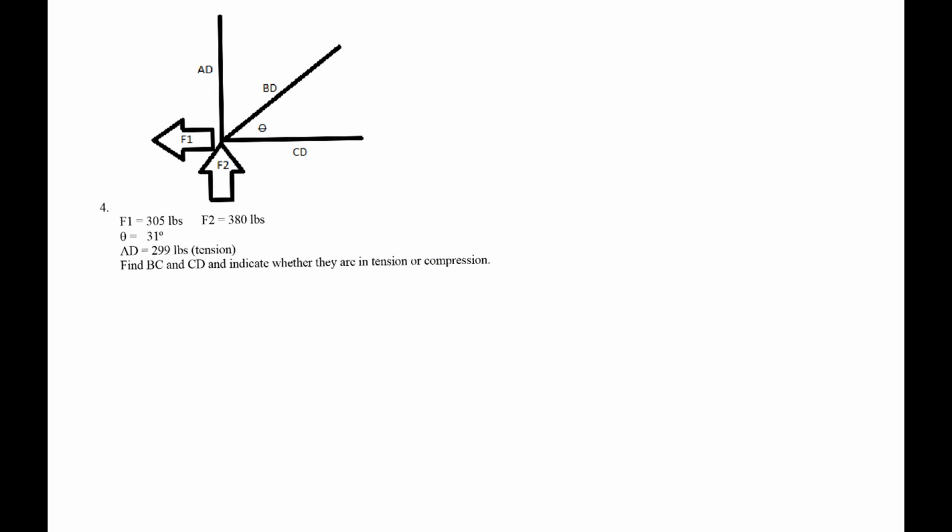More complicated. Now we have AD as a given value, and it's tension. So does that mean it's going to be pointing up or down for AD? Up. And then we're assuming everything is in tension still, so BD and CD are pointing away. Which one of these are we going to have to break into components? BD. There's no really convenient place to draw it, so I'm just going to draw it out right here. So we're going to say that's BDX and BDY. That angle is 31 degrees.